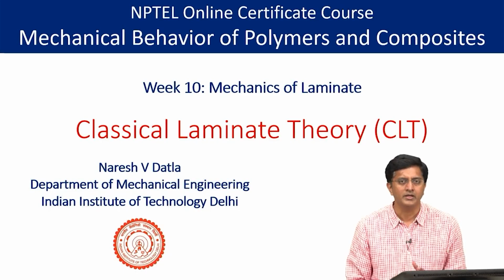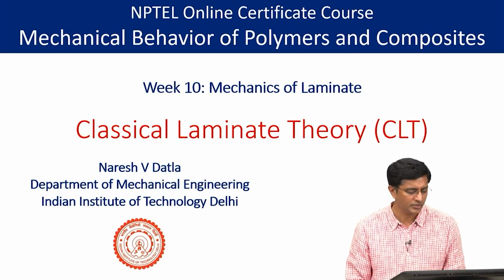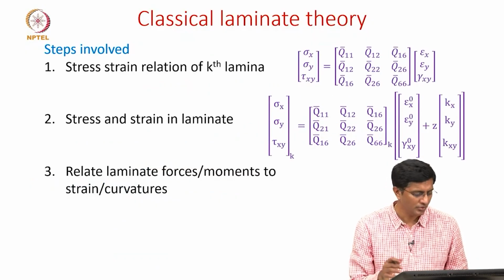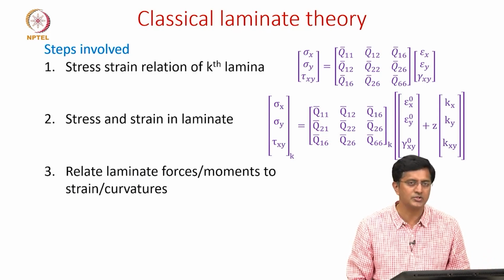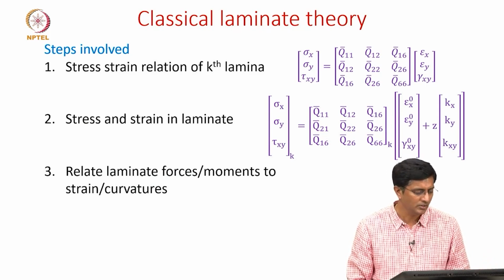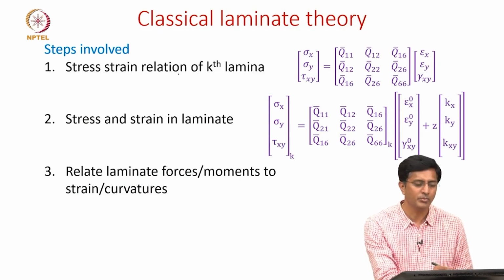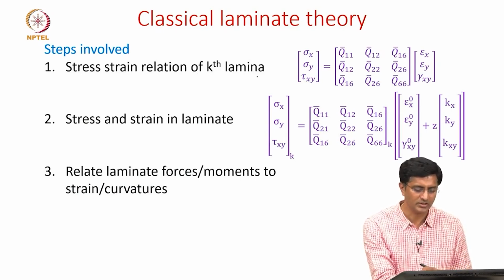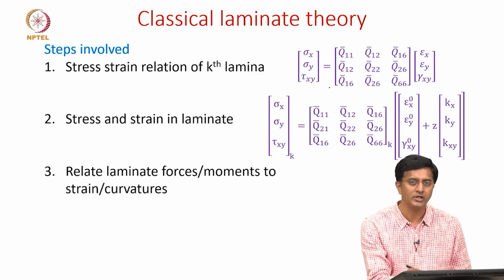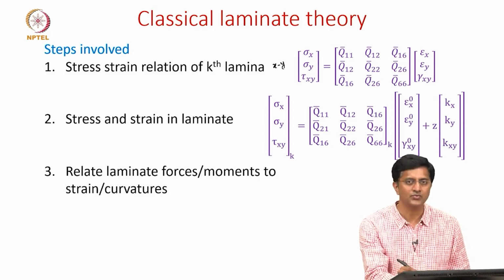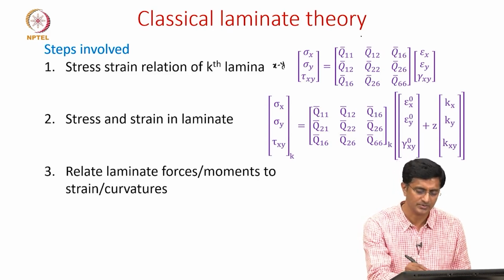Welcome back. In this video, we'll continue upon this classical laminate theory that we have been discussing in the previous video. So in the previous video, we have looked at the two steps involved in the classical laminate theory. Meaning, first we started with what is the relation between the stress and strain for the kth layer. That we have shown in the body coordinates x and y using this transformed stiffness matrix Q dash.